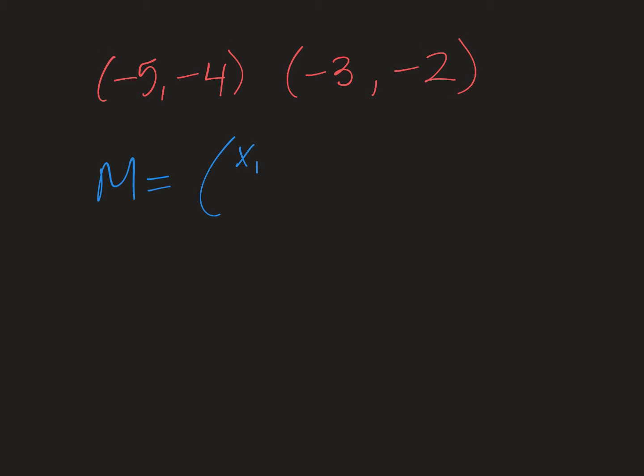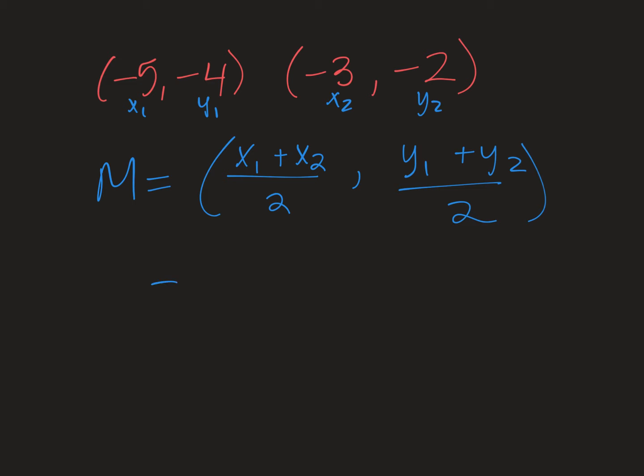Okay, number 8. All right, we're finding the midpoint in number 8. So we have x1 plus x2 divided by 2, and y1 plus y2 divided by 2. So we have x1, y1, x2, y2.